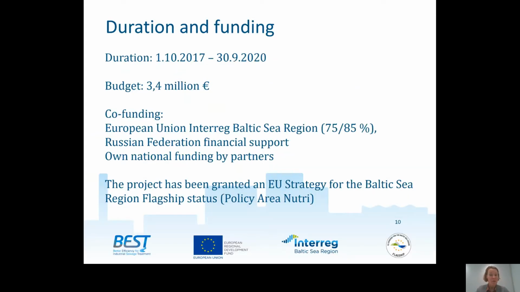As said, the project has now been running for almost 3 years, and it's time to close up in the end of September. The budget has been 3.4 million euros, and we have co-funding from the European Union Interreg Baltic Sea Region program and nationally from the Russian Federation and also by partners. The project has also been granted an EU Strategy for the Baltic Sea Region flagship status from the policy area NU3.